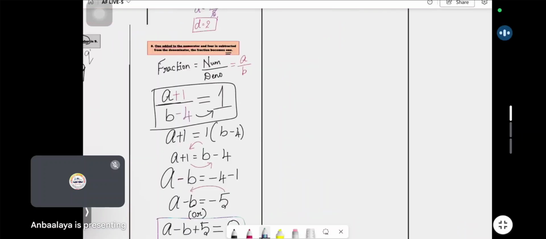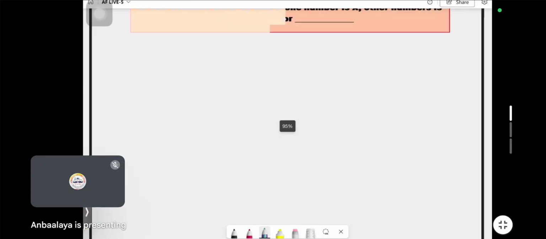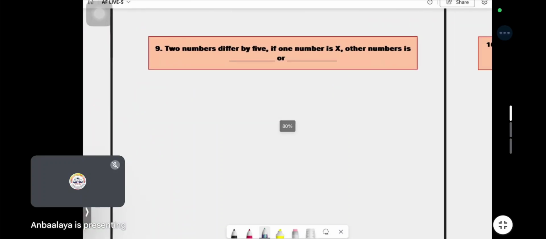Okay, we are moving to the next question. Two numbers differ by 5. If one number is x, the other number is dash or dash. There are two numbers. The difference between the two numbers is given as 5. Now one number is given as x. We need to find what the other number is.